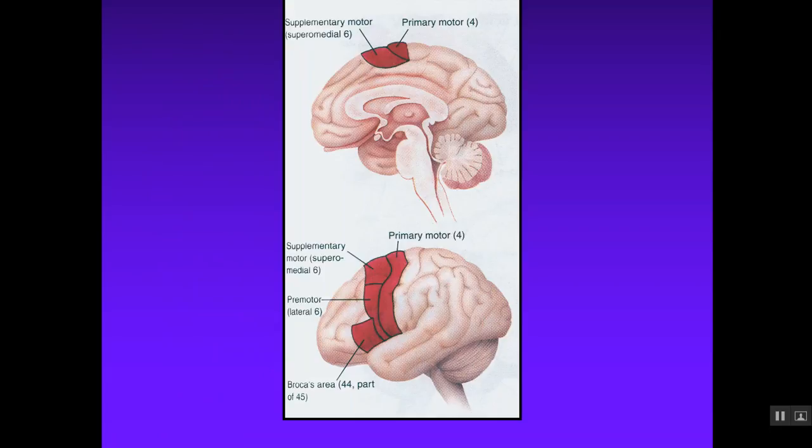So here are areas 4 and 6. Area 4 is your primary motor strip right there. That's the precentral gyrus. Area 6 is both combined, what's called your supplementary motor area and your premotor area. Those are your motor planning areas. So this entire front part right here is area 6, and then back behind it is area 4. Those are Brodmann's numbers. Those numbers tend to correspond to functional regions of the brain.